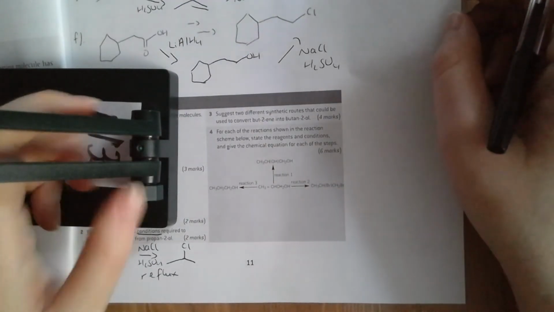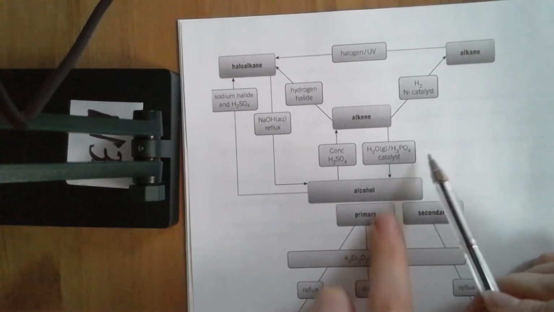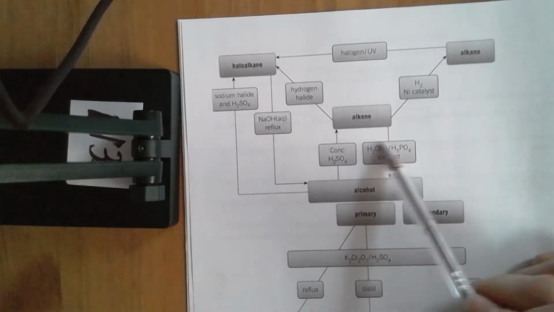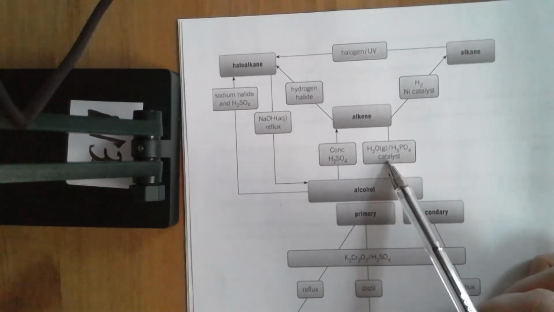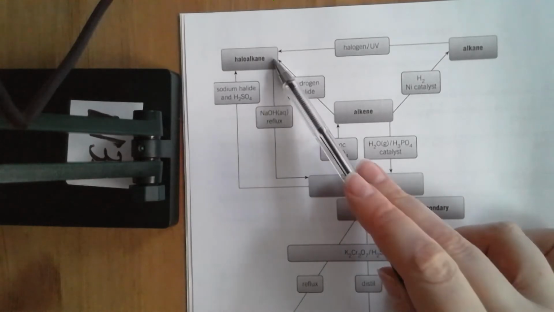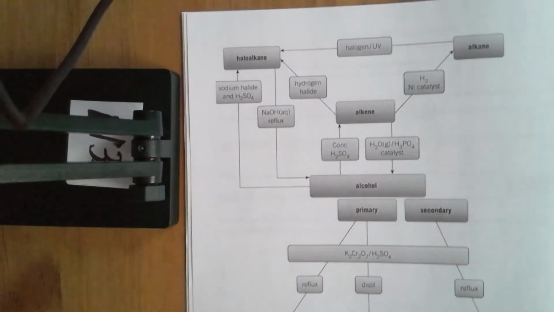Two different synthetic routes. You're trying to go from an alkene to an alcohol. If you flick back to your chart, you will see that if you want to make an alcohol, you can either go directly from the alkene to the alcohol by just adding steam in the presence of a catalyst, or you can go from an alkene to a haloalkane, and then from a haloalkane back to the alcohol. So there's two different ways that you can come at this.